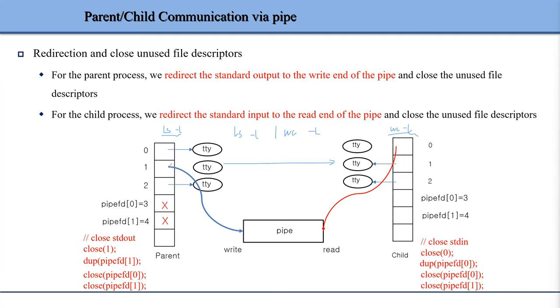manipulation. Like we define the file descriptor one of the parent to target the write end of the pipe, which means the parent could write out data to the pipe. And also we redirect the file descriptor zero of the child to the read end of the pipe, which means the child process could read data from the pipe. And based on that, the output of ls -l could be delivered through the pipe to wc -l. So this is the basic idea of how to achieve inter-process communication.